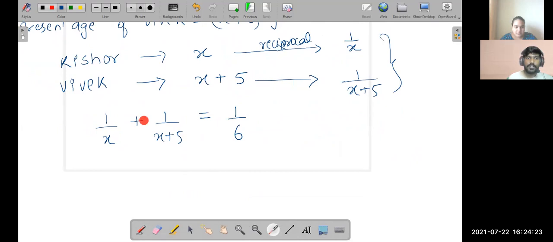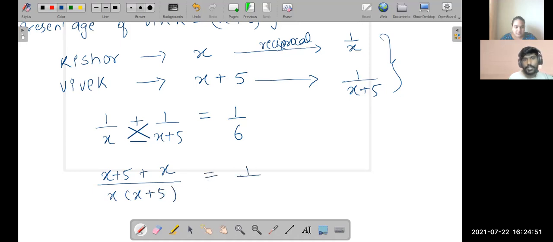So first we'll work on the left hand side. Since there is a plus sign, we'll do cross multiplication and you have to multiply the denominators also. So let's do cross multiplication. 1 into X plus 5 will be X plus 5, plus 1 into X will be X, divided by X into X plus 5, is equal to 1 upon 6.